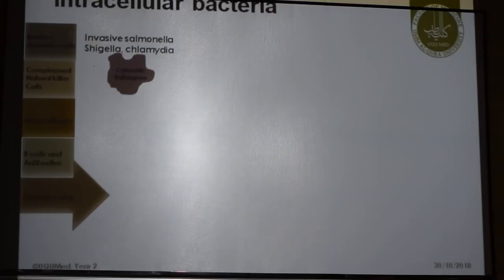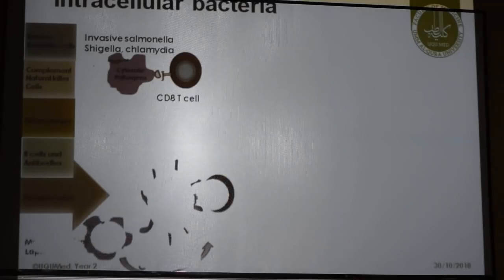Now we'll talk about just the intracellular pathogens, which are Salmonella and Shigella. These are intracellular bacteria, and they can be inside the cell, or sometimes they can be inside the immune cells. When they are inside the cell, they will be presented with the help of MHC class 1 to CD8 cells, and the CD8 cell will be activated.